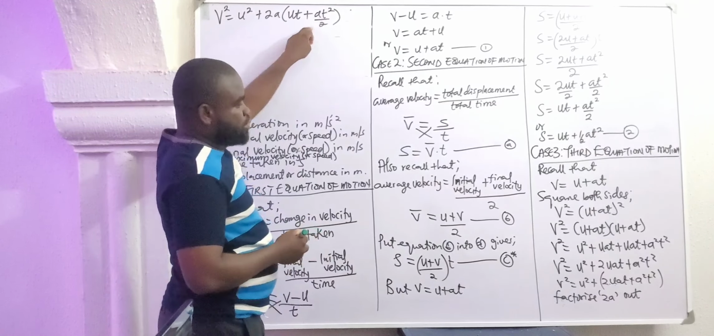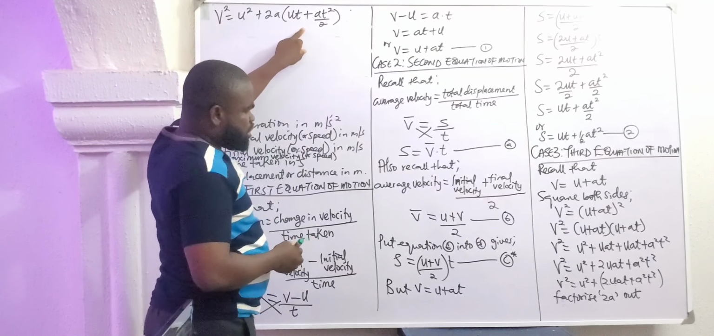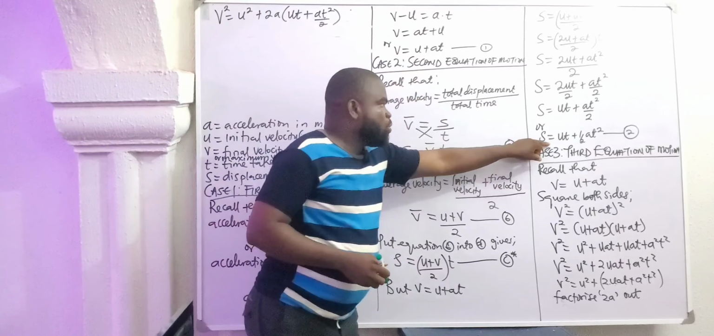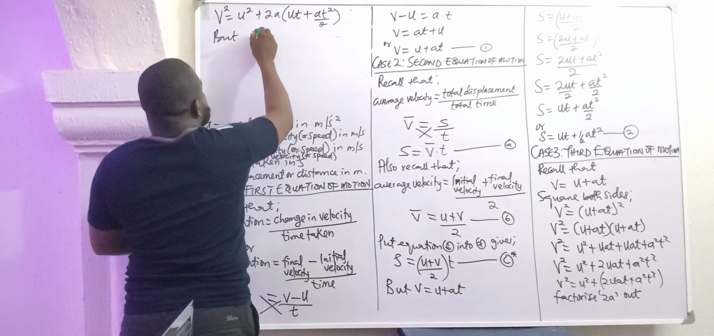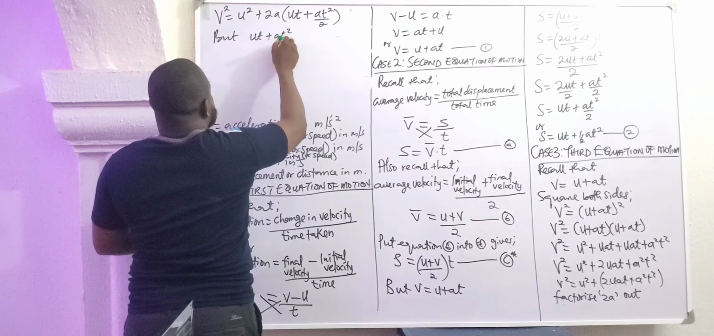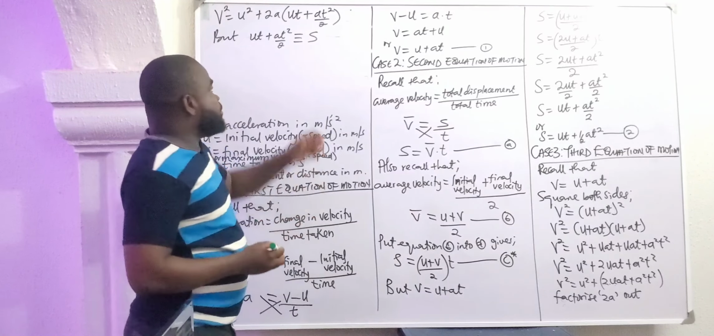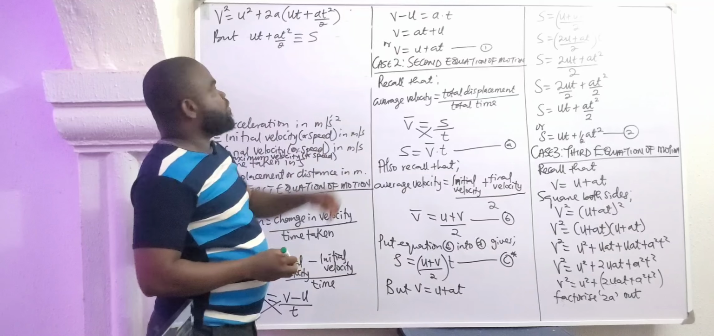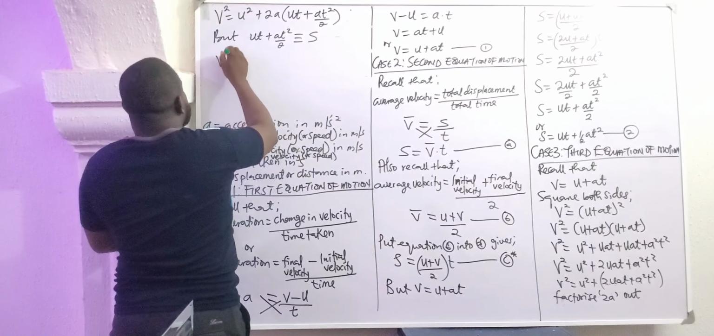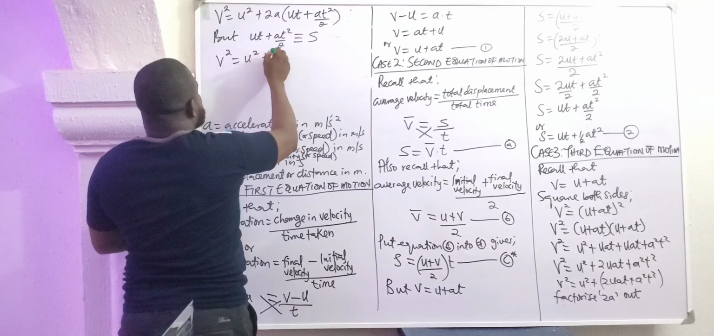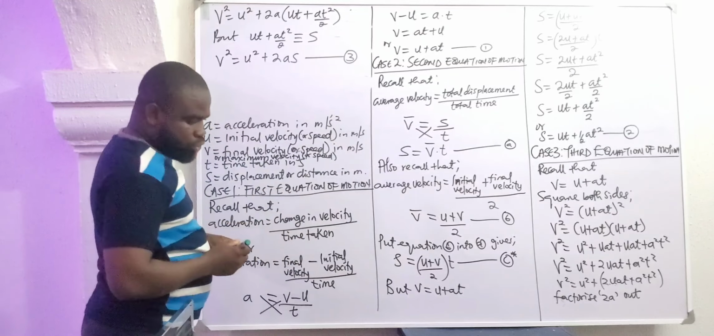Also, this is done to achieve something which we have in mind. If you look at what we now have in the bracket, you will see it is similar to equation 2. So we can say that UT plus AT squared over 2 is actually equal to what? S. So I'll copy and paste. Anywhere I have UT plus AT squared over 2, I can put what? S in place of that. So I will now have V squared is equals to U squared plus 2AS. This is the third equation of motion.